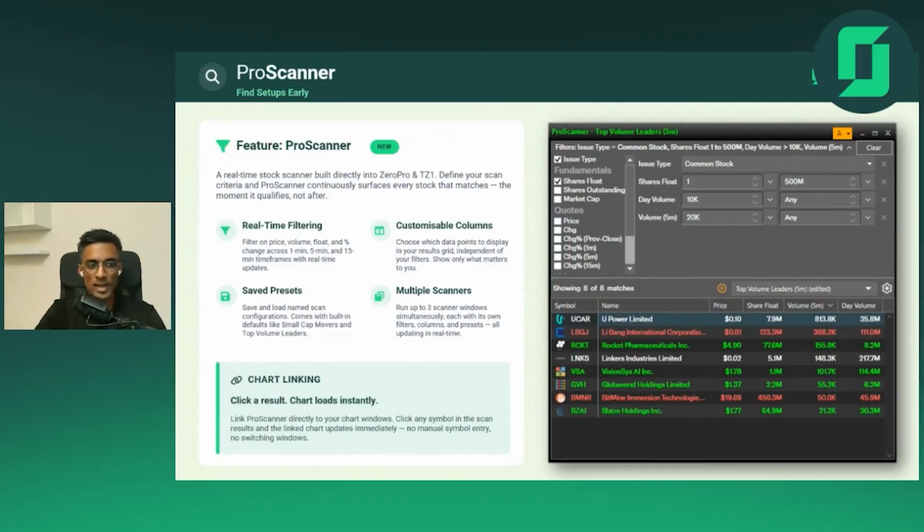Real-time filtering. We allow you to filter based on price, volume, flow, all the obvious ones, as well as the special source, which is allowing you to filter based on 1 minute price movement and volume, and the same for 5 minute, 15 minute, etc., etc. Okay, so that's where I'm going to show you how that comes into play in just a second.